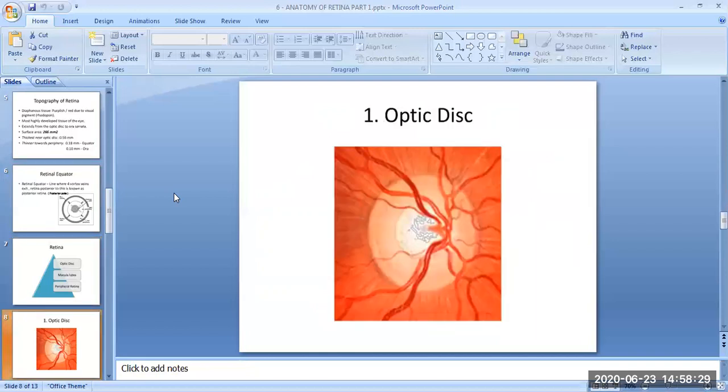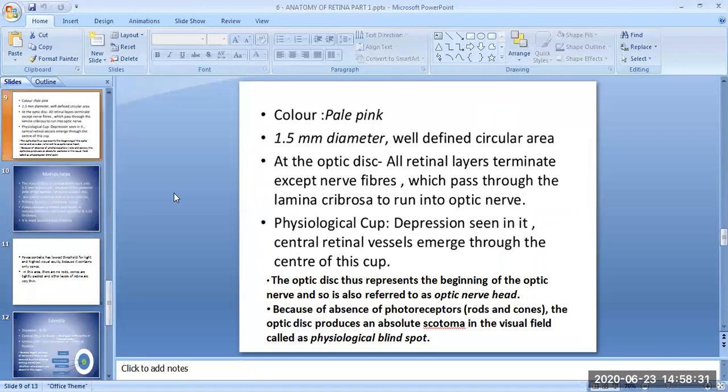This is the optic disc. It is a pink colored and well defined circular area of 0.5 mm diameter. At the optic disc, all the retinal layers terminate except the nerve fibers, which pass through the lamina cribrosa to run into the optic disc. A depression seen in the optic disc is called the physiological cup.